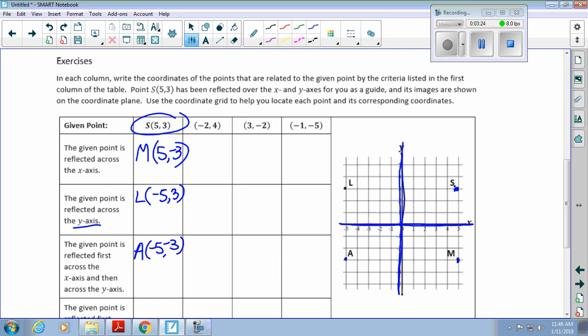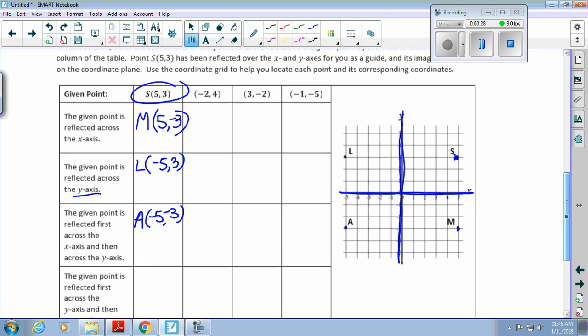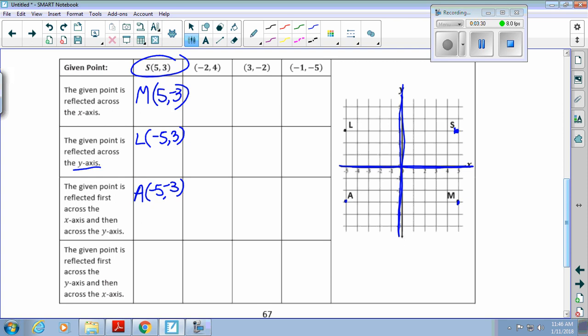Now the question is, if we go first across the y, then across the x. So we're going to go across the y first this time, right? So we're starting at S, we're going to go to L, and then we go across the x. Where will we be? Riley? A, very good. So you will still end up reflecting across both of the axes, and then you will get the opposite of both your x and y coordinate.